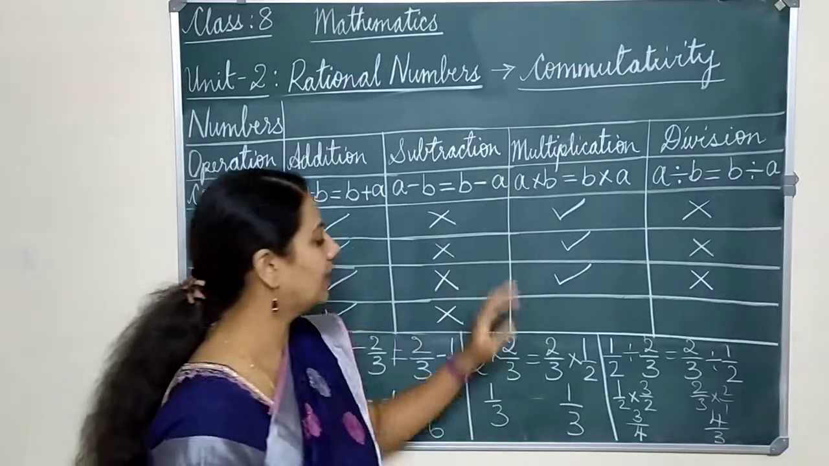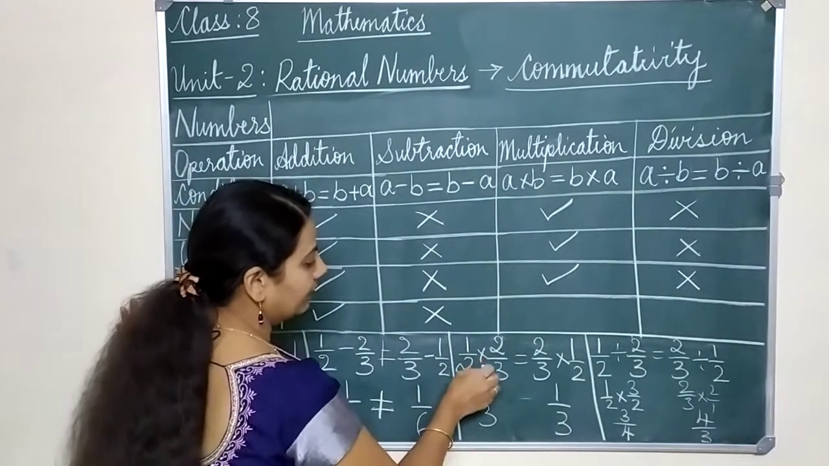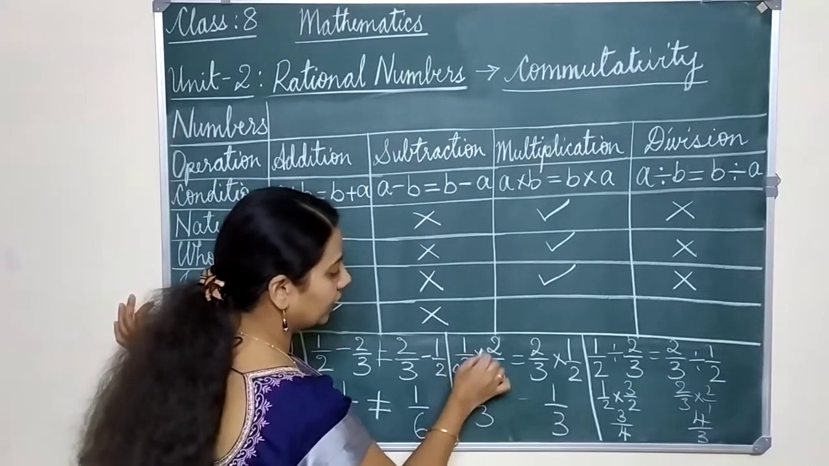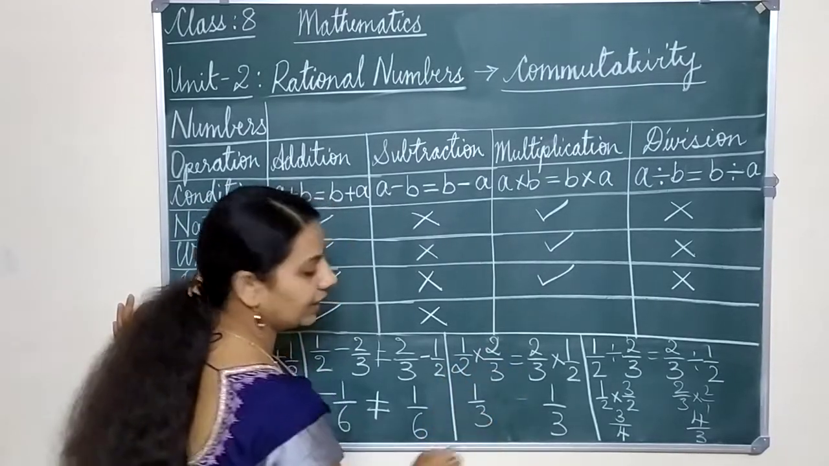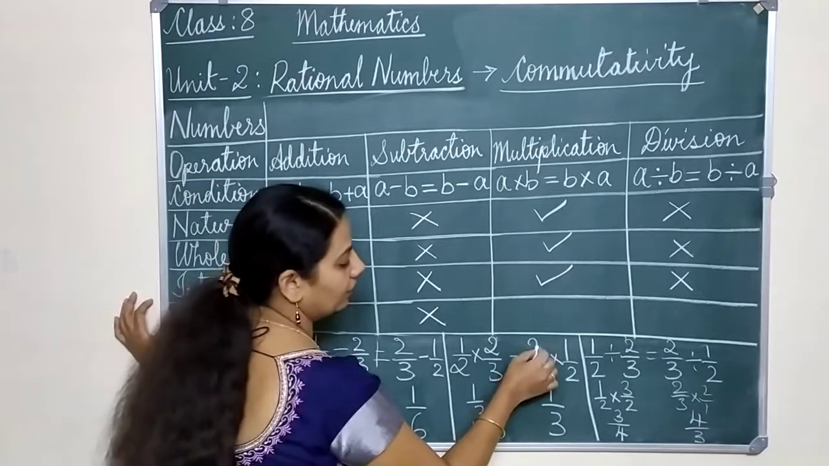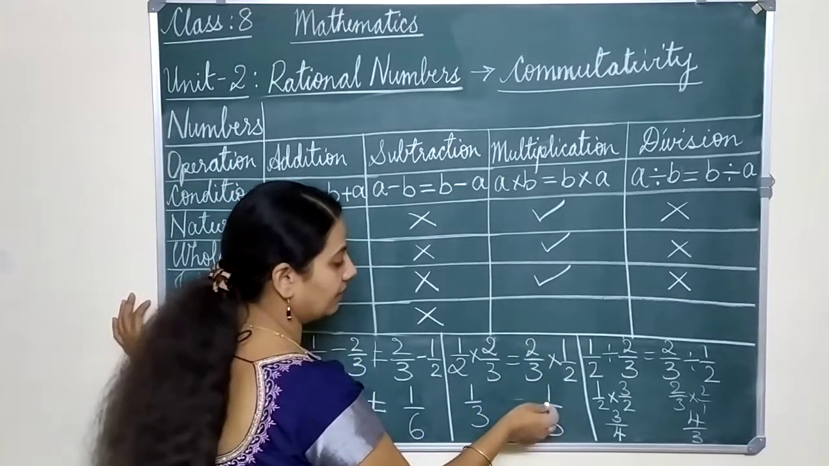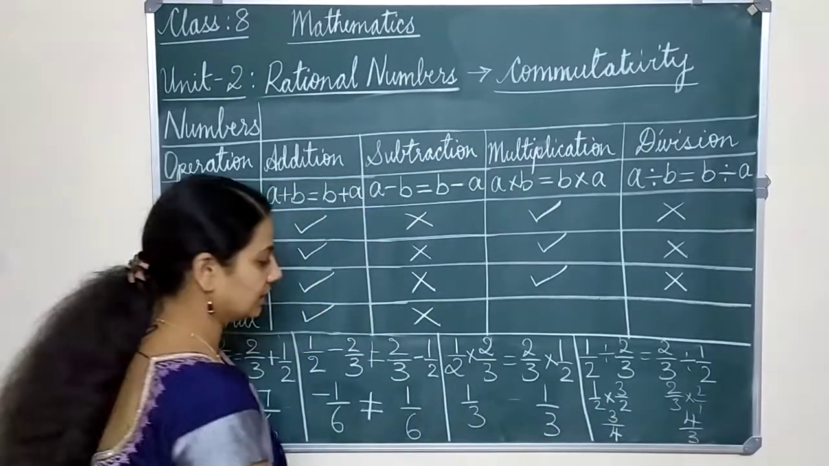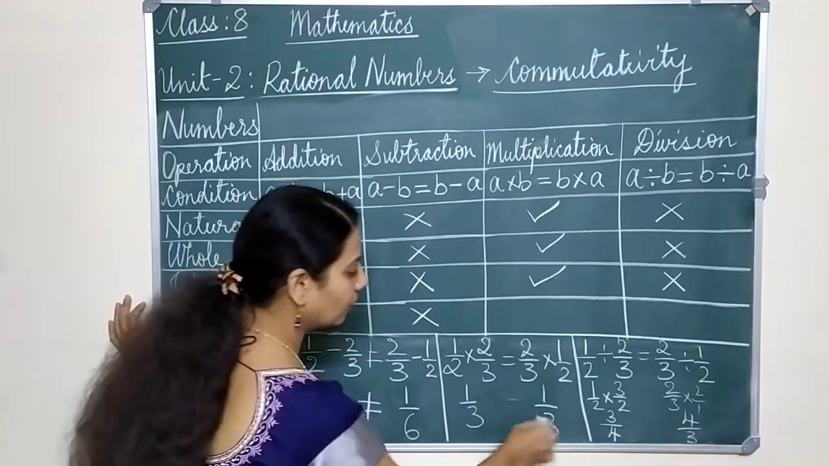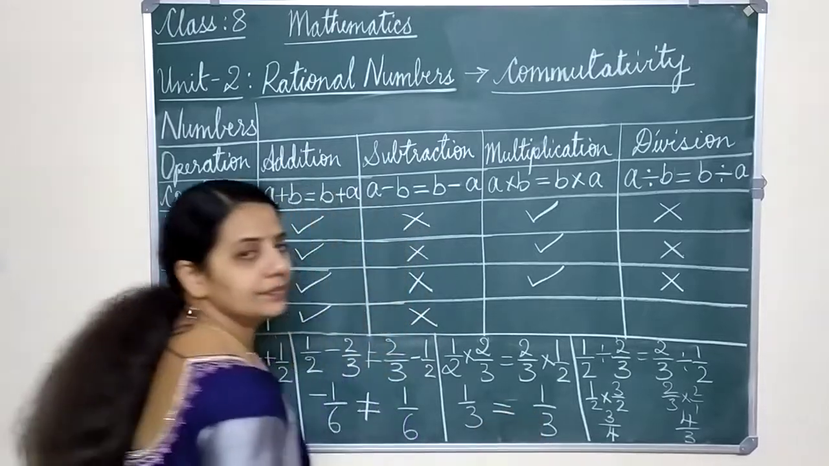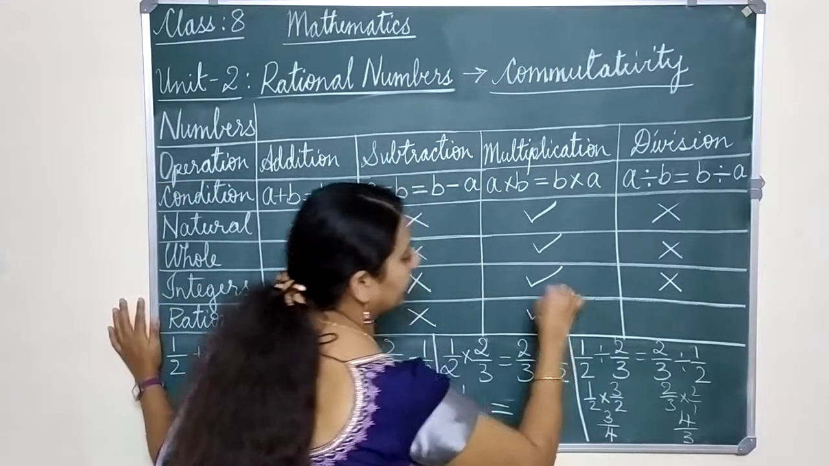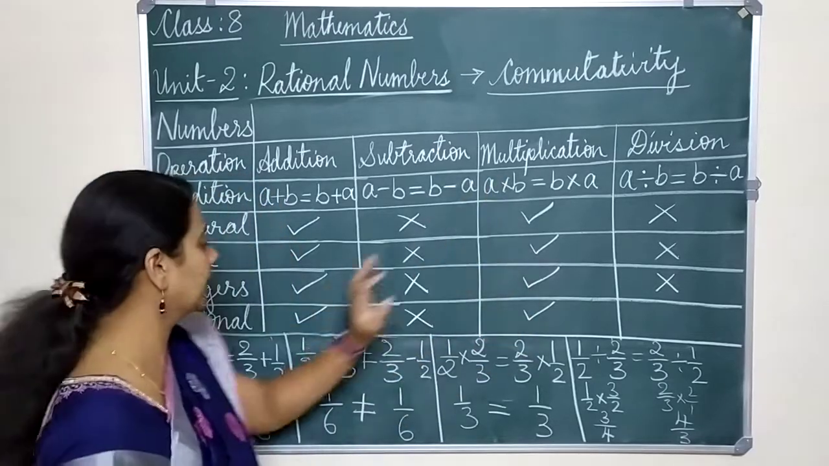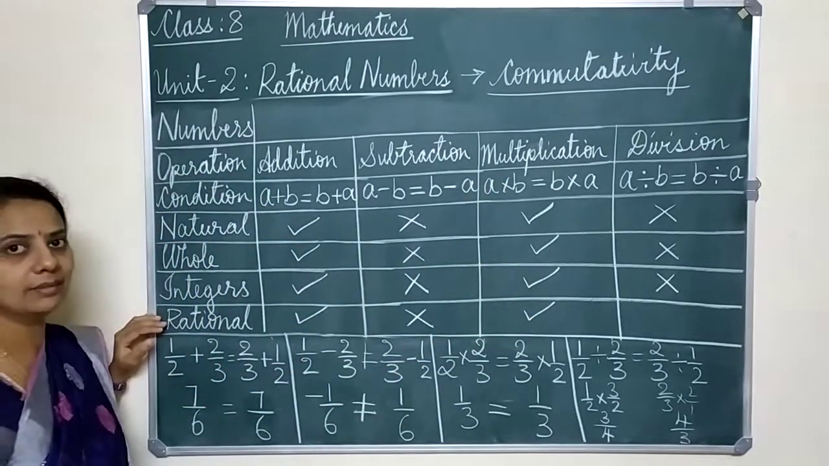Now coming to multiplication. When I multiply these two rational numbers, 1 by 2 into 2 by 3, I get the answer 1 by 3. Now again I interchange the numbers. 2 by 3 into 1 by 2 gives you the same answer. Here also 1 by 3, here also 1 by 3, which is equal. So I can say that commutative property holds good under multiplication for rational numbers.